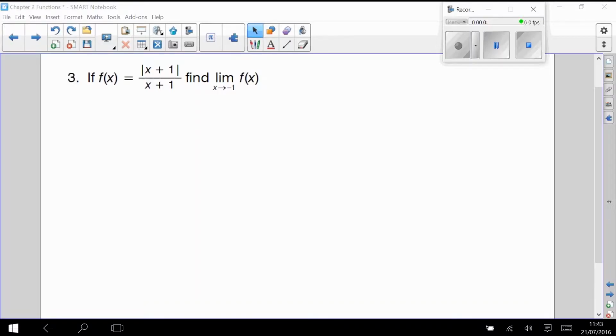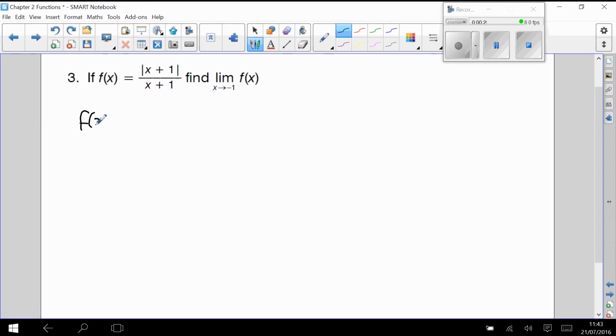Let's check and see if a limit exists for this given function. The part of the function that I'm interested in is as x tends to -1. Now you need to know that if I give you an absolute value as part of your function, you need to split the absolute value into the part where the absolute value is greater than or equal to 0 or less than 0. So let's do that first.